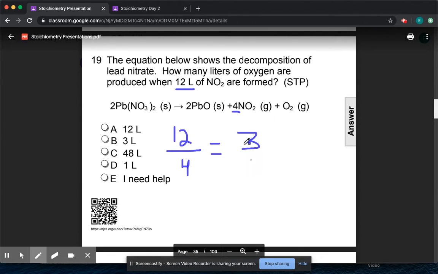So now that we know how much we scaled it up, let's look at how much oxygen you make. If we followed the recipe exactly, you would make 1 liter of oxygen. But we tripled the recipe, so we need to triple this coefficient, and 1 times 3 is going to be 3. So the answer to number 19 is B. I answered this question just looking at the coefficients. I just used the coefficients.